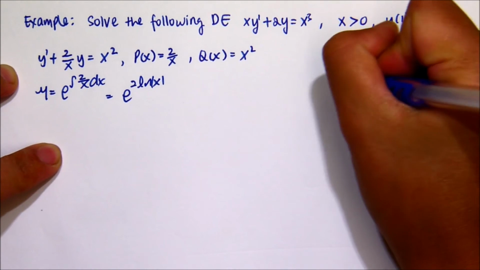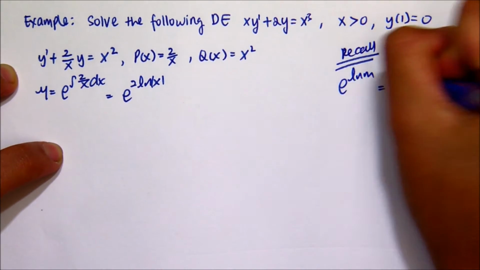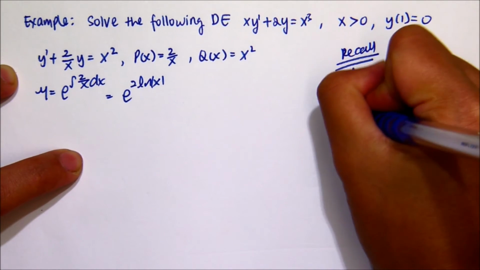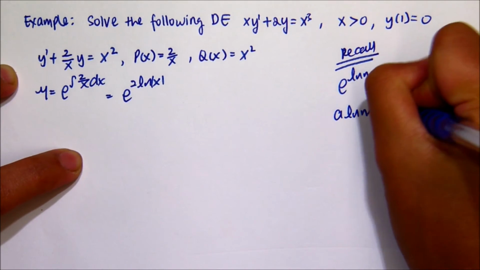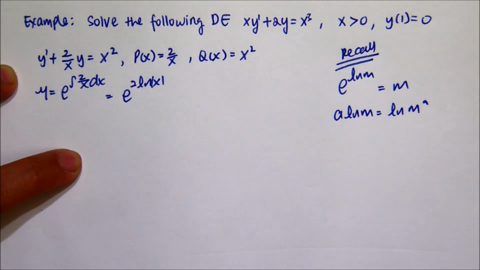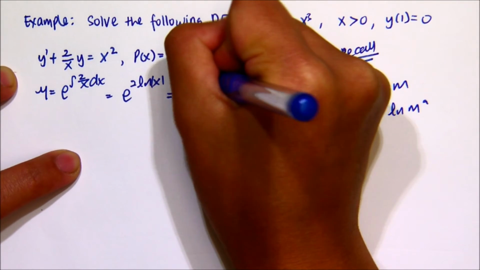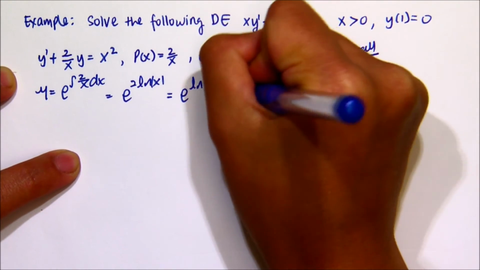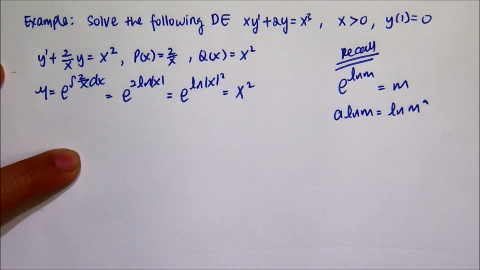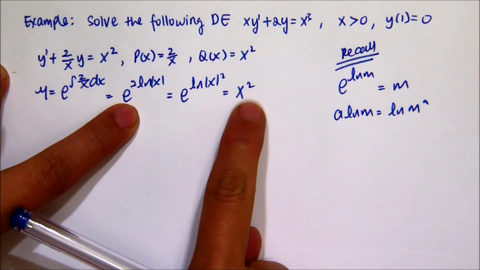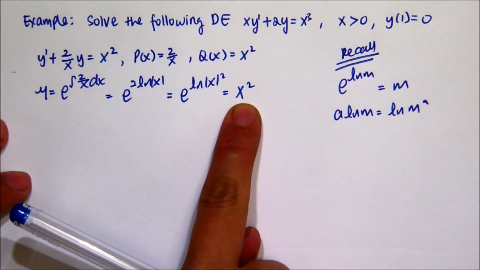Recall, e to the ln m gives you m. And what else do you know? You also know that a multiplied by ln m is the same as ln m to the power of a. So from here, you can simplify to become e to the ln x squared, which gives you x squared. So when you compare these two functions right here, this one looks much more simplified.